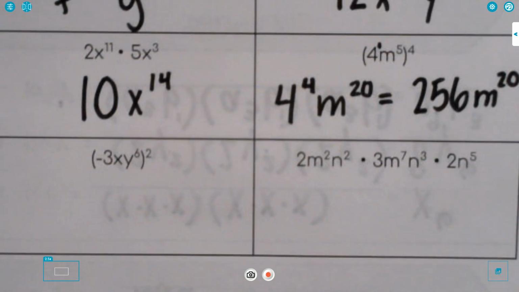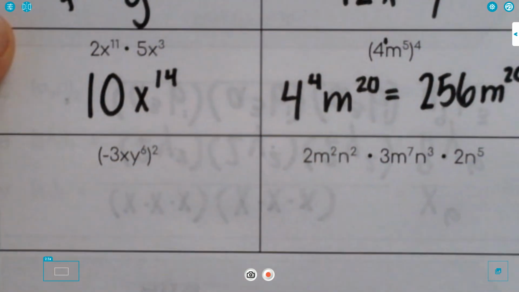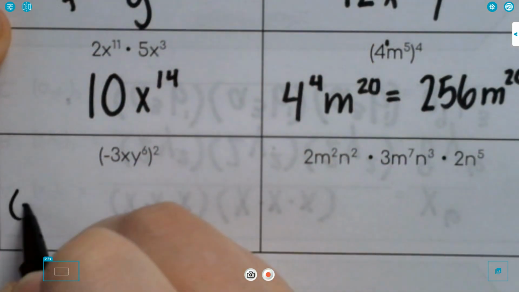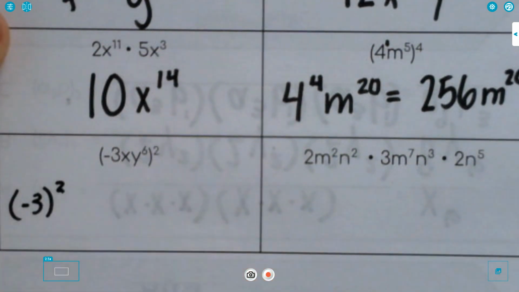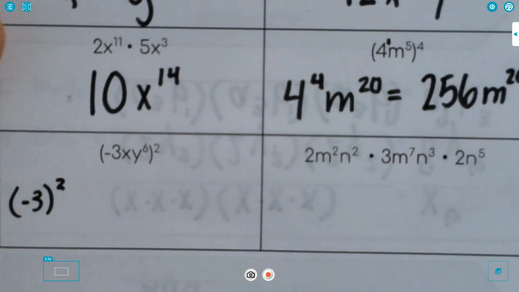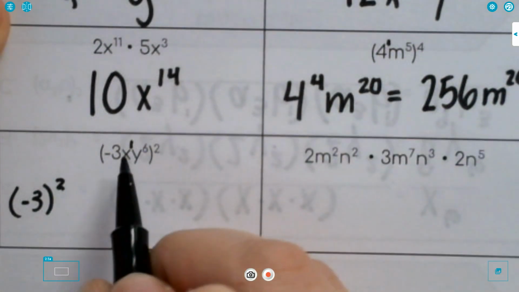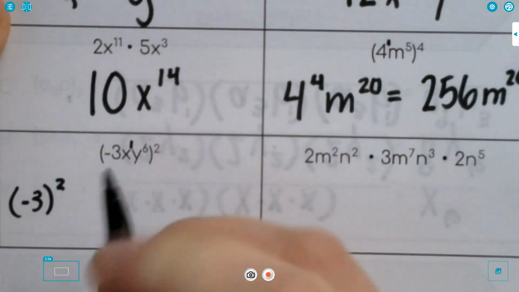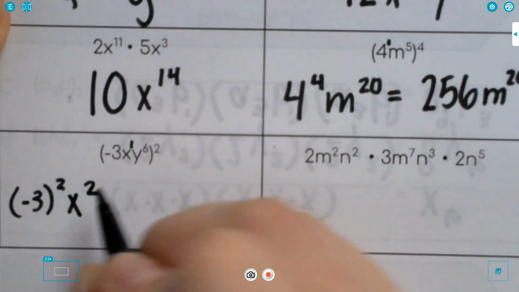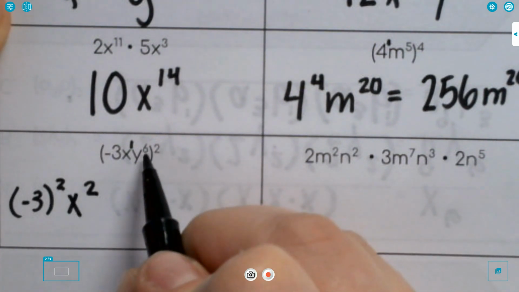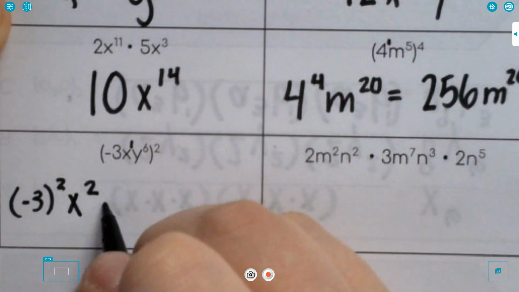This next one, we have to use that same rule of we are squaring a normal number. So we've got -3 squared. Anytime we have a negative number and it's being taken to a power, we want to keep its parentheses around. Then I've got my x to the 1st power here. So I use my power rule and I multiply. 1 times 2 is going to be 2. And then I use my power rule again. 6 times 2 is 12.